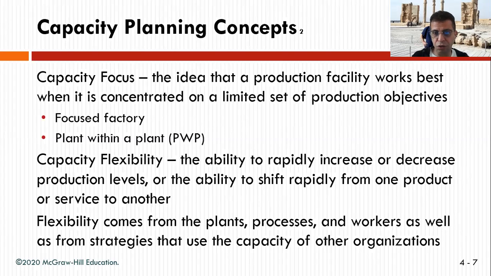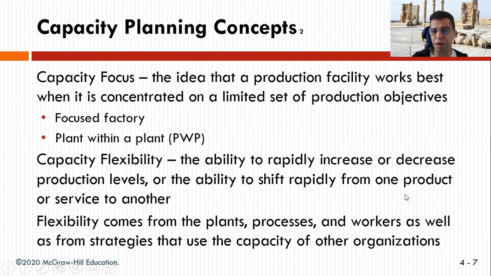Or if you have a factory, the whole plant, you divide it into 6 or 4, and each one is like an independent working unit producing different products. That's also called focus capacities.